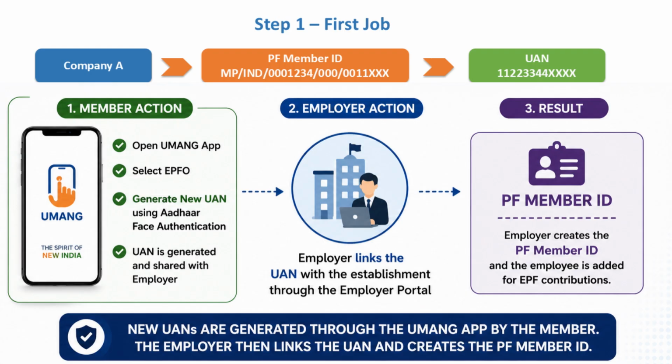After generating the UAN, the employee shares it with the employer, who then links it with the establishment and creates a PF member ID. If you would like a video on how to generate a new UAN through the Umang application, please let me know in the comments. I'll be happy to make a video on that. Okay, back to the screen.